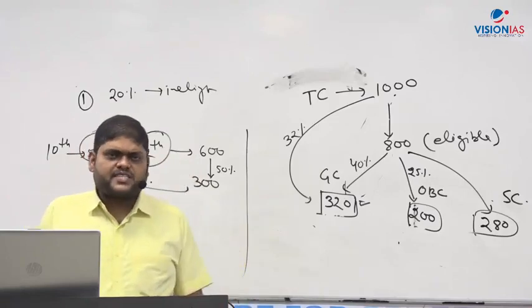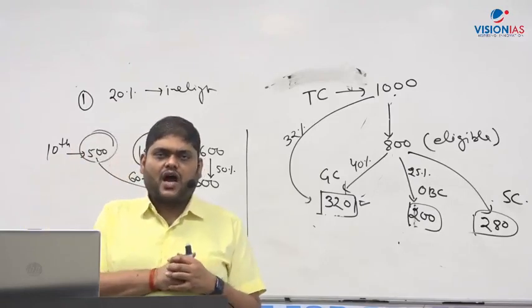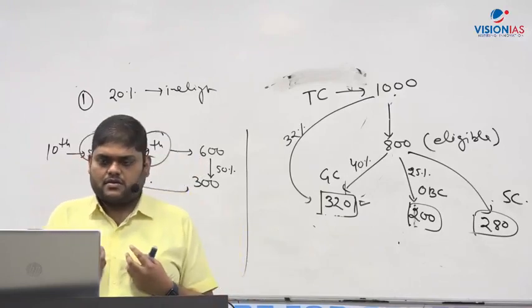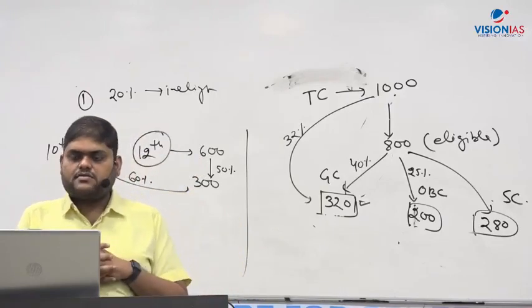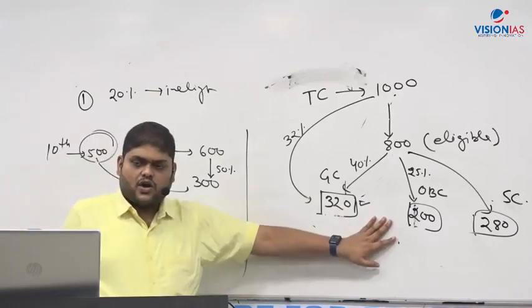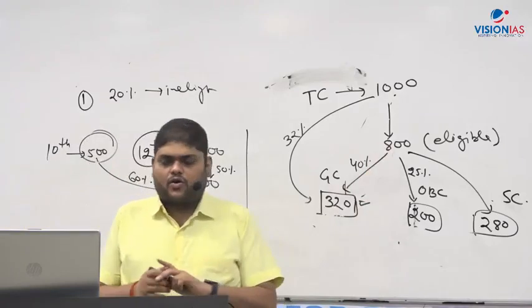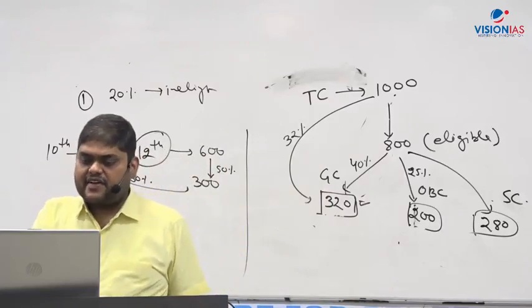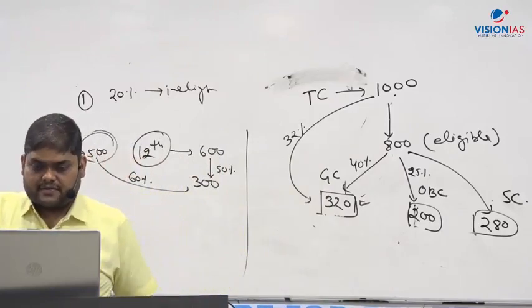So many examples. Suppose you have 200 rupees. I have 500 rupees. Okay, now. So this data is only out of eligible only, but it is given in a different format.